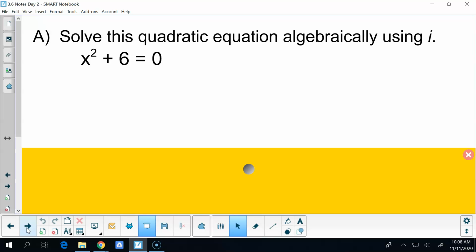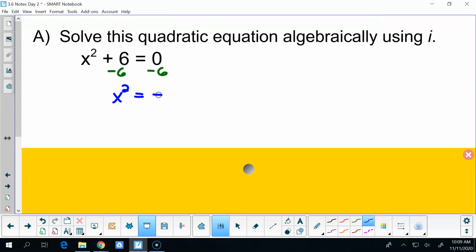First off, what I would do is say x squared plus 6 equals 0. I would move my 6, subtracting 6 here. That's going to leave me with x squared equals negative 6. Not setting the world on fire yet, just moving 6. Then we can take the square root on both sides.